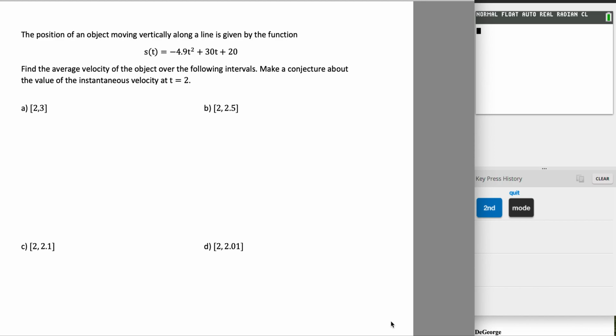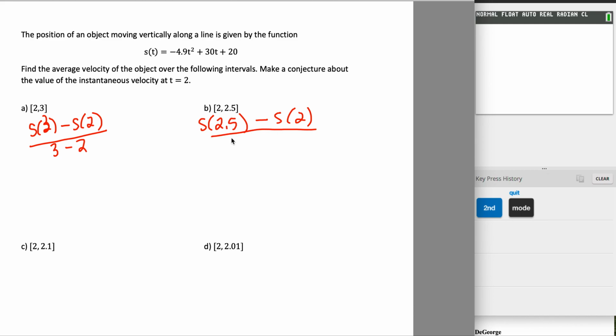So if you remember from the notes, average velocity is really just the slope. To find the average velocity over the interval 2 to 3, I want to do the slope between the point x equals 2 and x equals 3. So I'm going to do s of 2, those will give me the y values, s of 3 minus s of 2 divided by 3 minus 2. Similarly, for this interval, I would do s of 2.5 minus s of 2 divided by 2.5 minus 2.